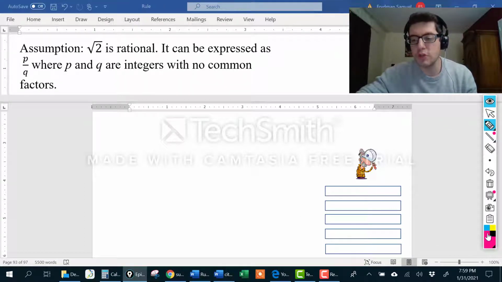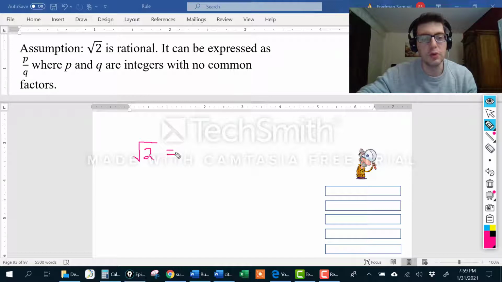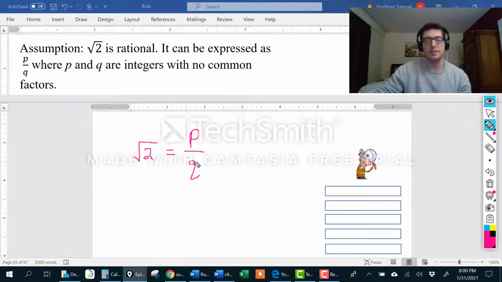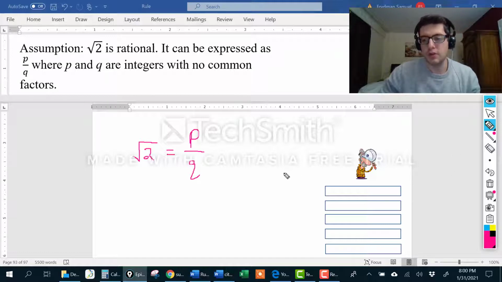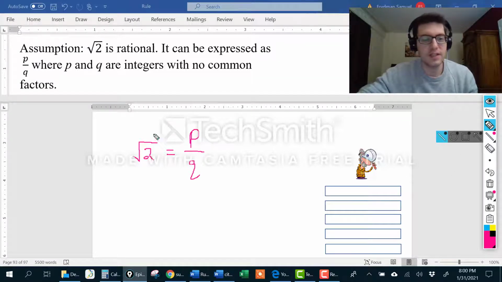Right now, though, we're assuming that it is true, which means we can write that the square root of 2 is equal to some integers p over q. We may not know what p and q are, but if we're assuming that the square root of 2 is a rational number, then there must be some integers, one for the numerator and one for the denominator, where this will be true.